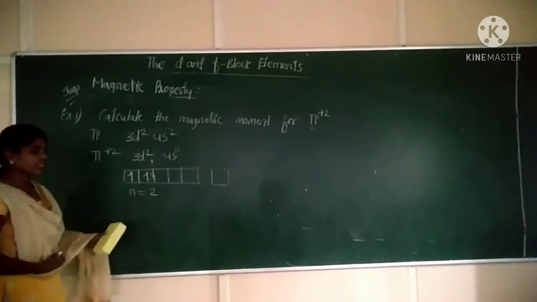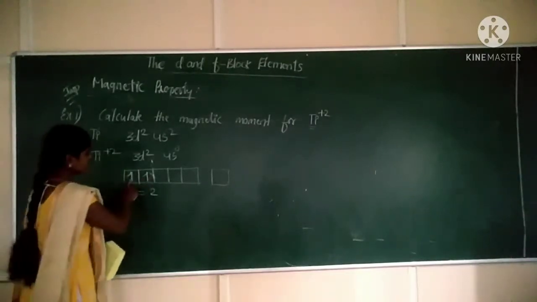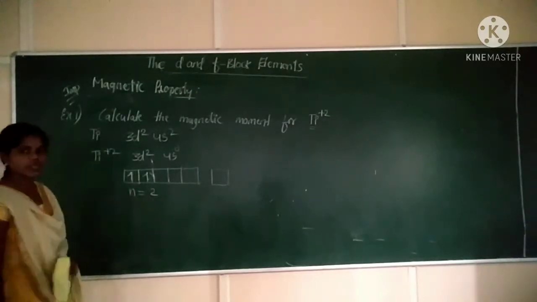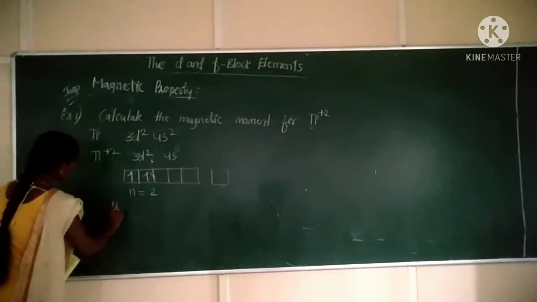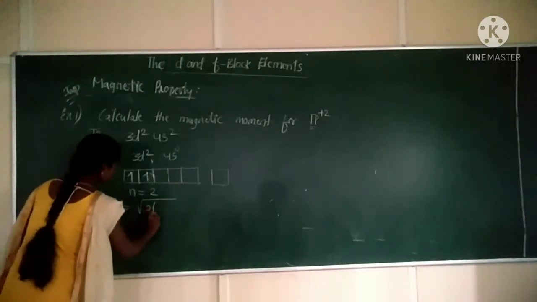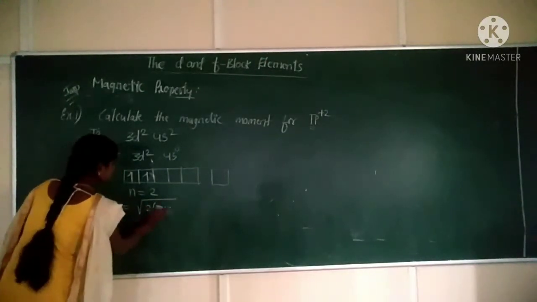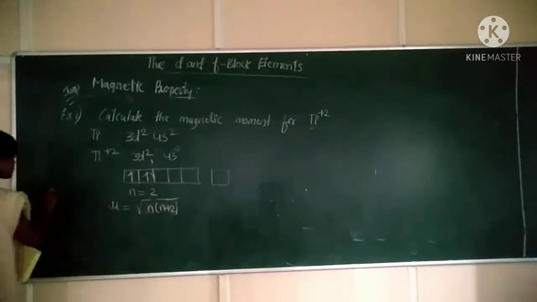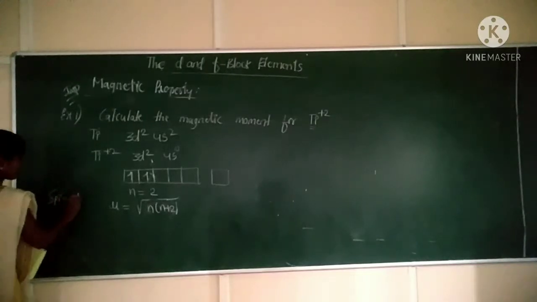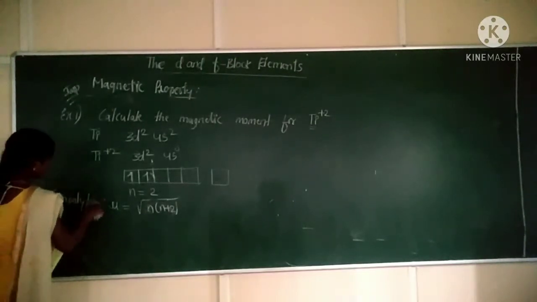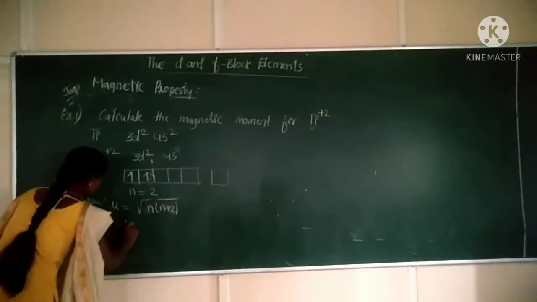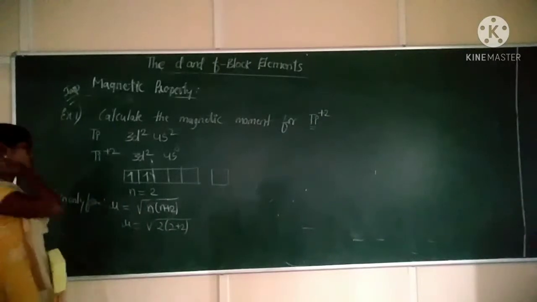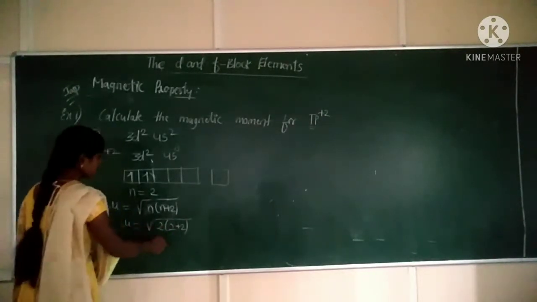So what will be the orbital diagram? 2 electrons in the 3d shell, and these 2 electrons are unpaired. So the number of unpaired electrons is 2. Put in the formula. First write the formula: mu is equal to square root of n into n plus 2. This is the spin-only formula. Now mu is equal to square root of 2 into 2 plus 2. 2 plus 2 is 4, and 4 into 2 is 8.